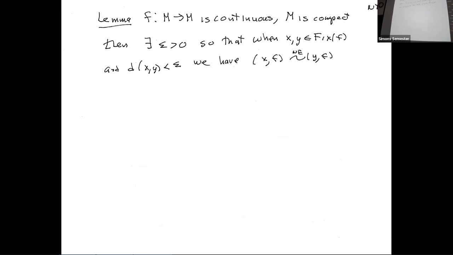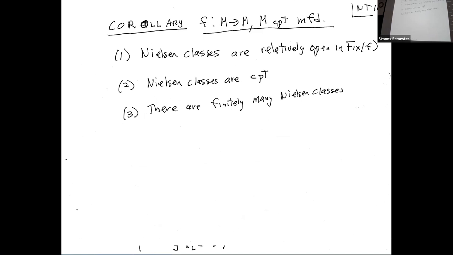This is just stating that nearby points are Nielsen equivalent. As I said, it's pretty easy to prove, right? Within epsilon, which depends on the map and the manifold. All right, with this in hand, you prove fairly readily that Nielsen classes are open in the fixed point set, because there's a neighborhood around it where everything in that neighborhood is Nielsen equivalent. It also implies that Nielsen classes are compact. Remember, the fixed point set as a whole is compact, and the Nielsen classes are a finite number of pieces. Because of the compactness, there are finitely many Nielsen classes.